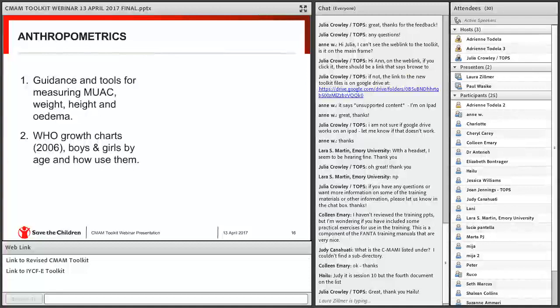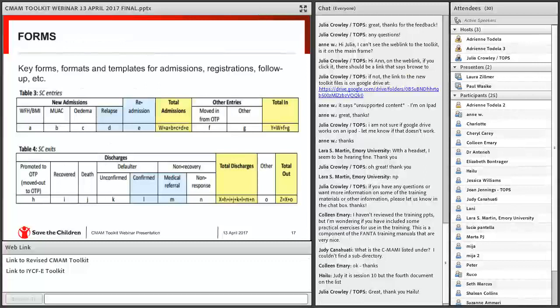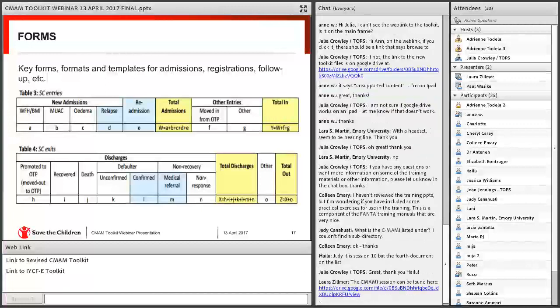Somebody can easily pull them down, laminate, and send out to the field. And they are also split into boys and girls, as well as 0 to 2 years and 2 to 5 years, as per the latest guideline. So that's just an example of the forms that we are using that are included in the latest one.